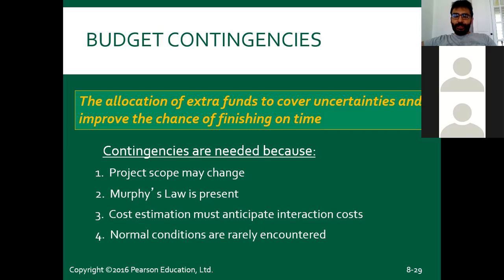So why do we need that? Project scope may change. We may need additional activities, additional things that you need to include in the project. Murphy's Law. Do you know Murphy's Law? Have you heard of it?